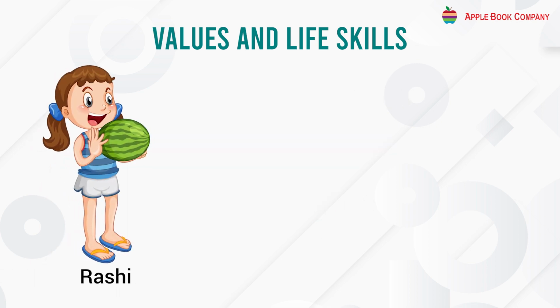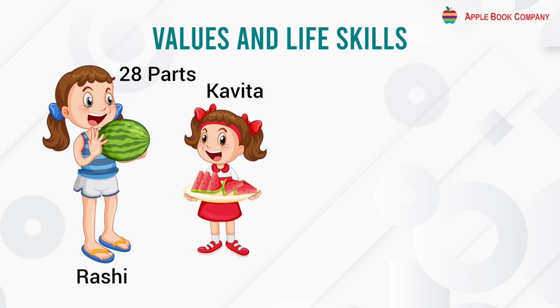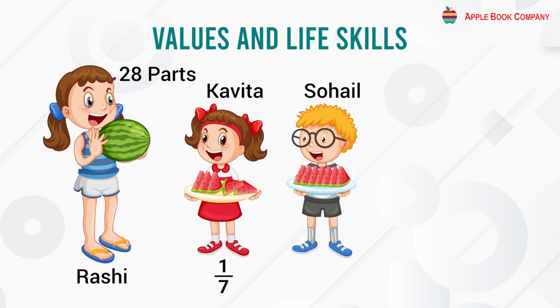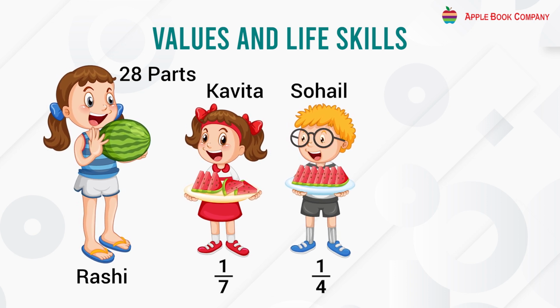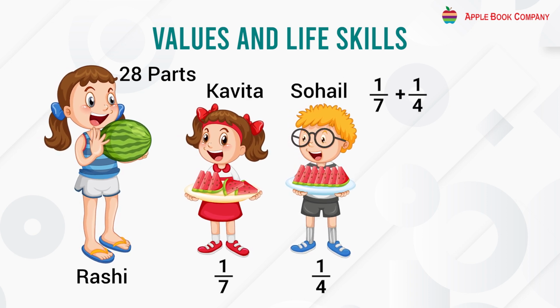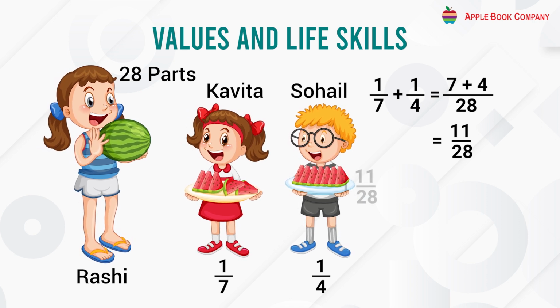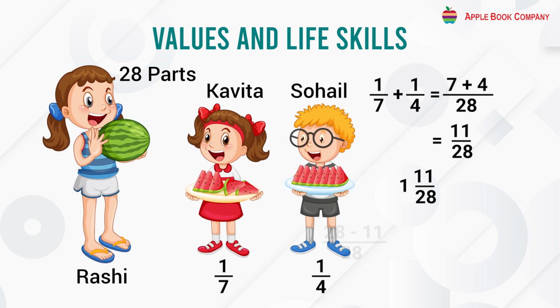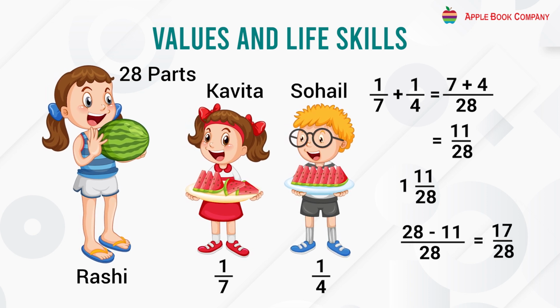Question number 3. Rashi divided a melon in 28 parts. Kavita ate 1/7 of them and Sohail ate 1/4. What fraction of the melon was left? So let's add 1/7 plus 1/4. It gives you 11/28. Now subtract 11/28 from 1 whole to know how much is left. So 1 minus 11/28 gives you 17/28. So the fraction of melon that was left is 17/28.